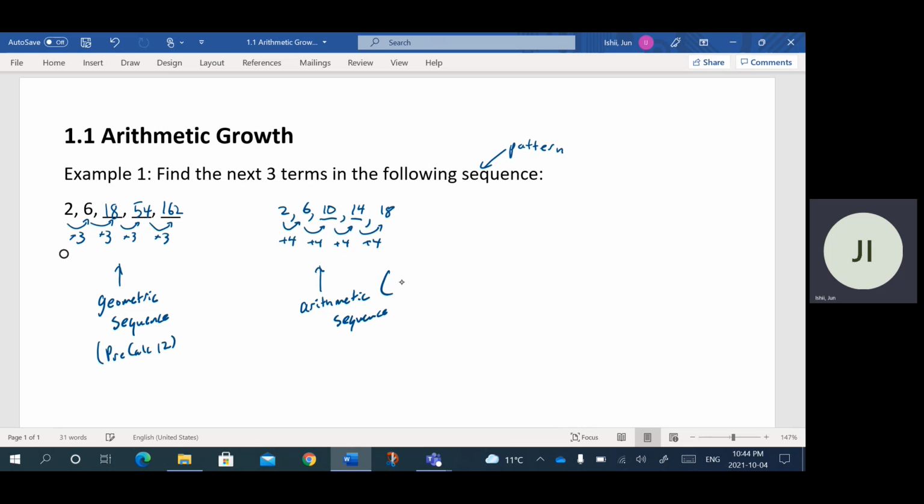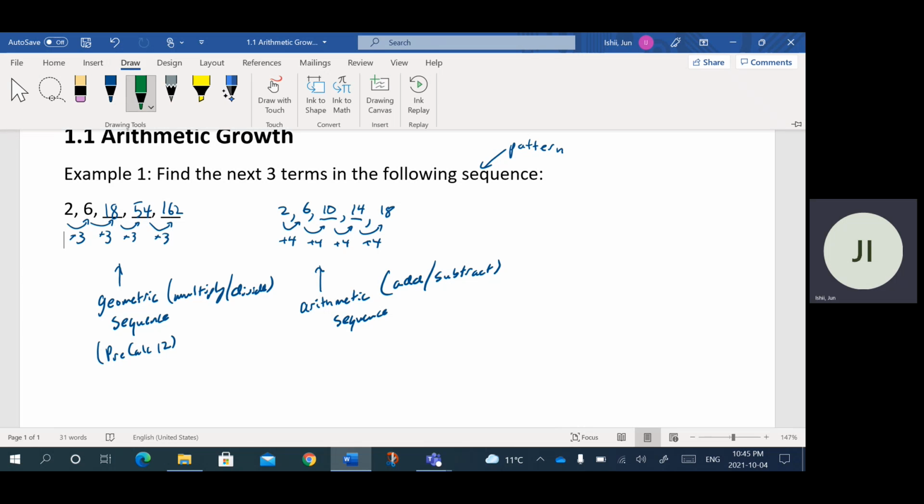So arithmetic, basically, we add or subtract, because adding and subtracting are kind of the same thing. To subtract, basically, you're adding a negative number. So adding or subtracting involves arithmetic sequences, whereas geometric sequences is when you multiply or divide. Again, you're not concerned with geometric sequences at all. This lesson and the next lesson, we're just looking at arithmetic sequences where we add a number to get to the next.